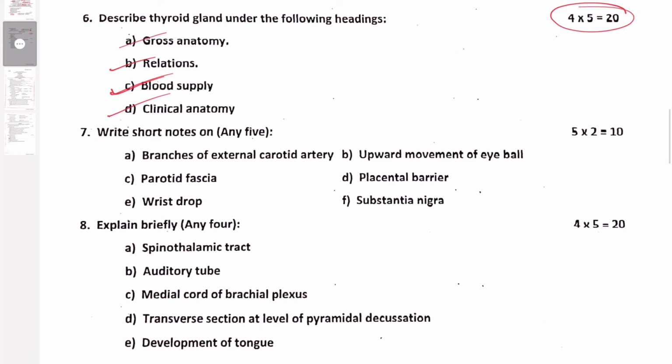Write short notes on any 5 branches of external carotid artery. Super important. Anterior branches, medial branches, posterior branches. That is how you're going to write it. The branches arising anteriorly from the external carotid will be superior thyroid artery, lingual artery, facial artery, and I already told you in some of those MCQs that these 3 arteries lie in relation to the hyoid. Superior thyroid artery arises just below the level of the greater cornu of the hyoid. Lingual artery arises at the level of the greater cornu of the hyoid. Facial artery arises just above the greater cornu of the hyoid.